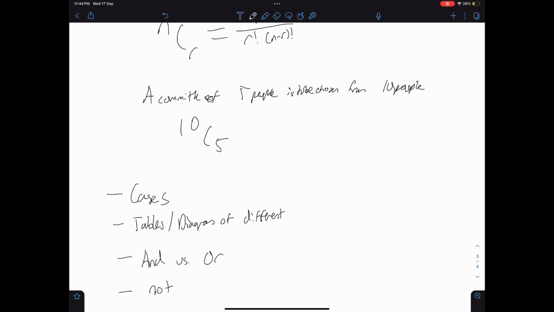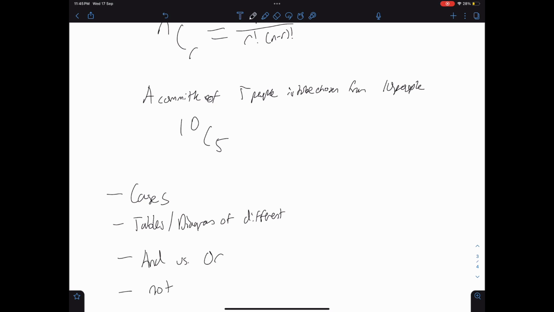And it may be helpful to know that if 2 particular objects must be in the selection, you can completely ignore them in your calculation because order doesn't matter. If they're in, they're in.